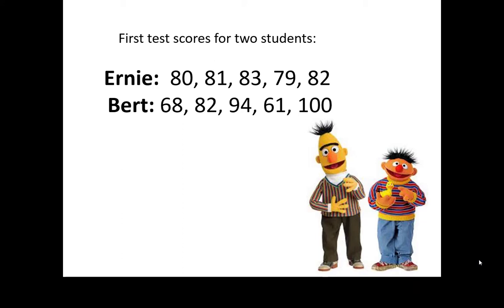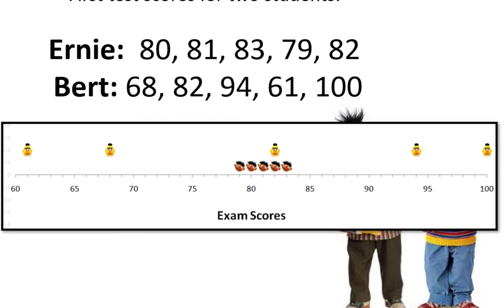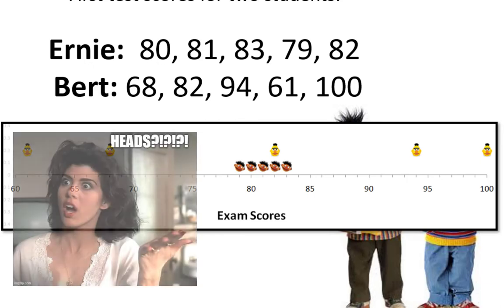All right, here we are back again with Bert and Ernie and their test scores. And I think a pretty good way of actually looking at this idea of variability, consistency, inconsistency, what have you, is to actually look at a graph of these scores along a number line. So that's what I've done here. I've placed their test scores. I put the minimum down there at 60 and the maximum up here at 100. And then I just placed kind of their heads along the graph.